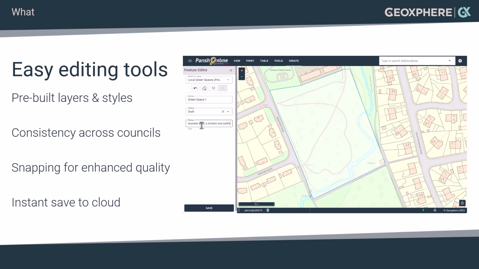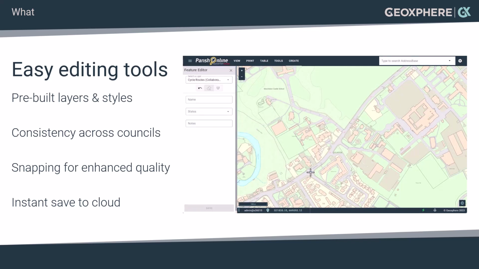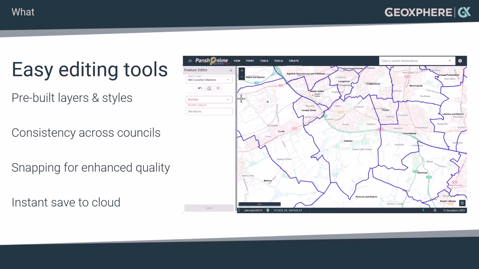Now we try and keep this as simple as possible, so we've got layers of mapping already built into it that you can start contributing to. In these examples, you can see that you're not having to create anything from scratch, it's just a case of adding your information in. By having those pre-built layers, there's going to be consistency across all of the groups that use this. And we've got lots of fancy tools in there that help to make sure the data is really accurate and detailed and makes it look really nice and professional.